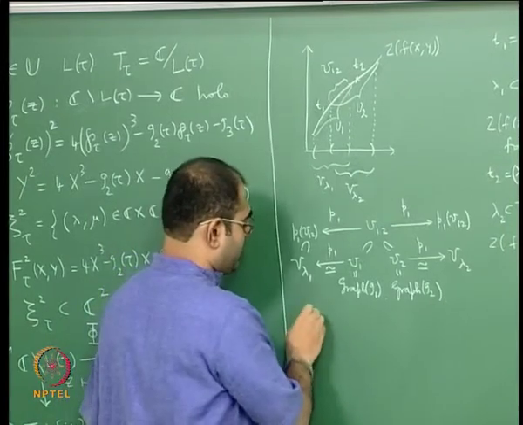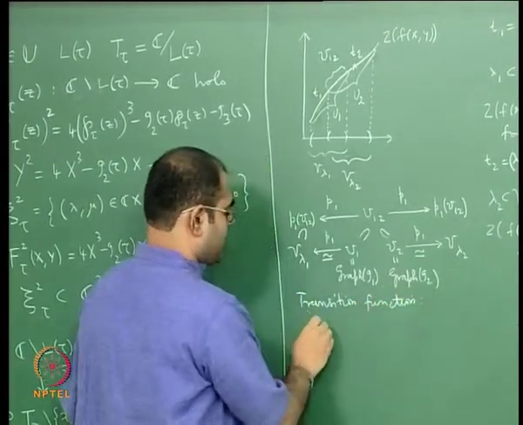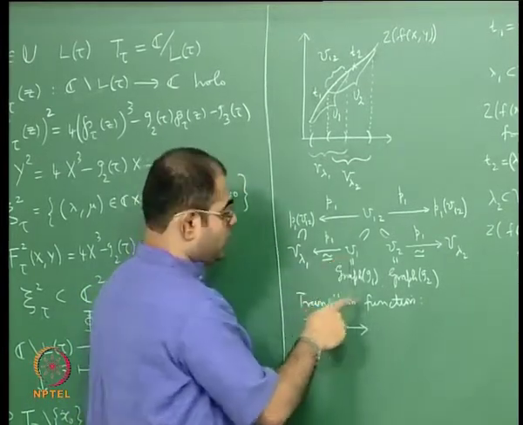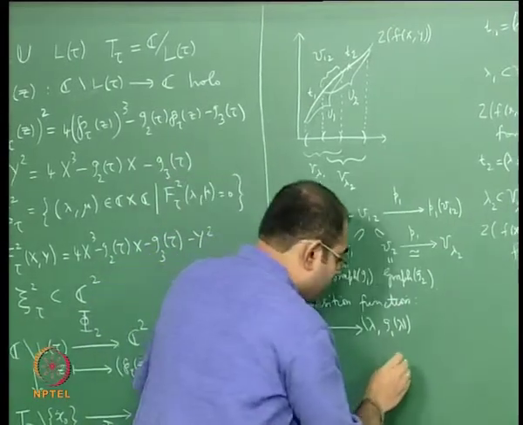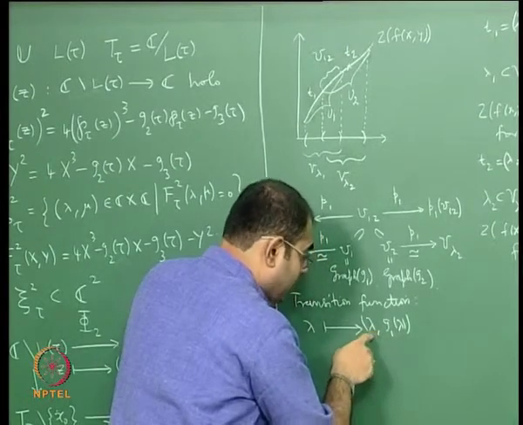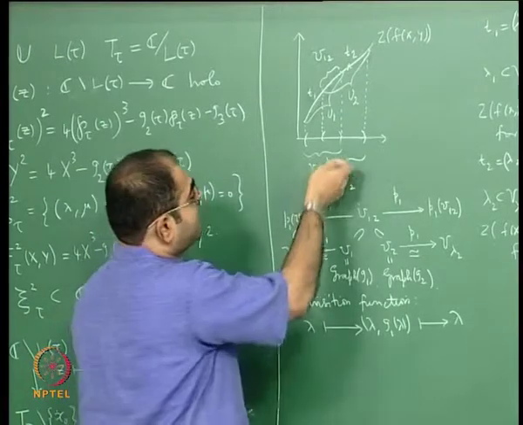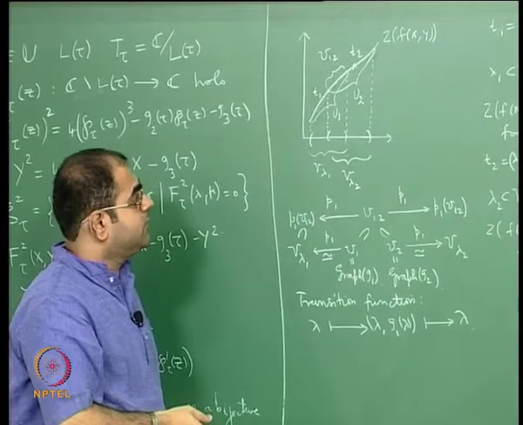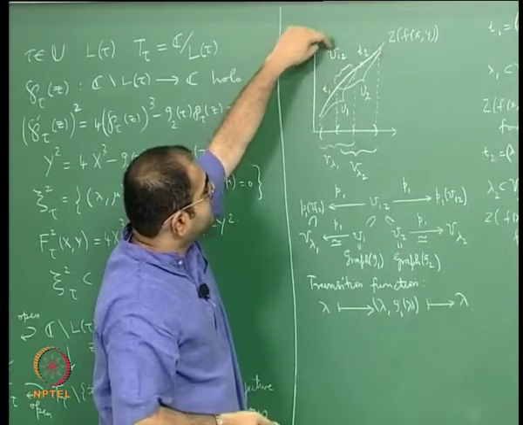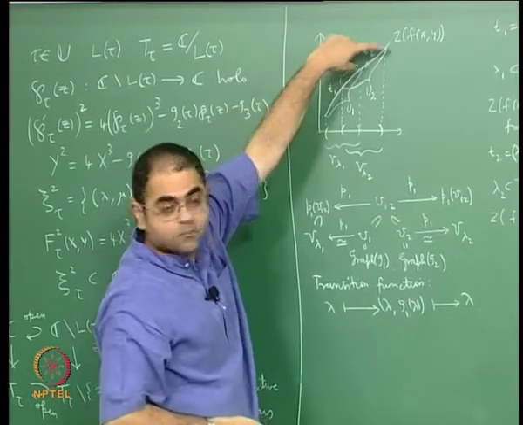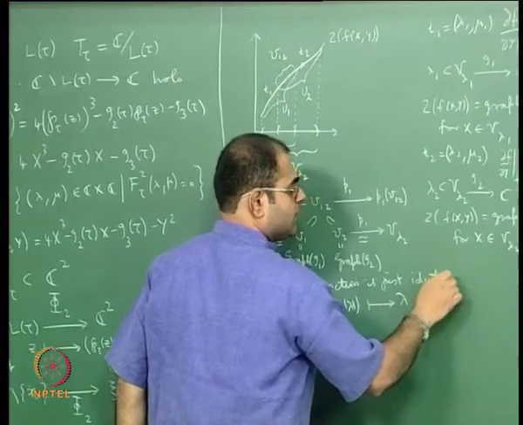See, because if I start with a lambda, what is the transition function? The transition function will go from lambda to lambda comma g1 of lambda, and then if you project it again to the first variable, I will simply get lambda. So you can see that the transition function is just the identity map on this intersection. The fact that these two open sets v lambda 1 and v lambda 2 intersect is because U1 and U2 intersect, and I am actually trying to check the compatibility on U12, which is the intersection of U1 and U2. So the transition function is just the identity map, hence holomorphic.